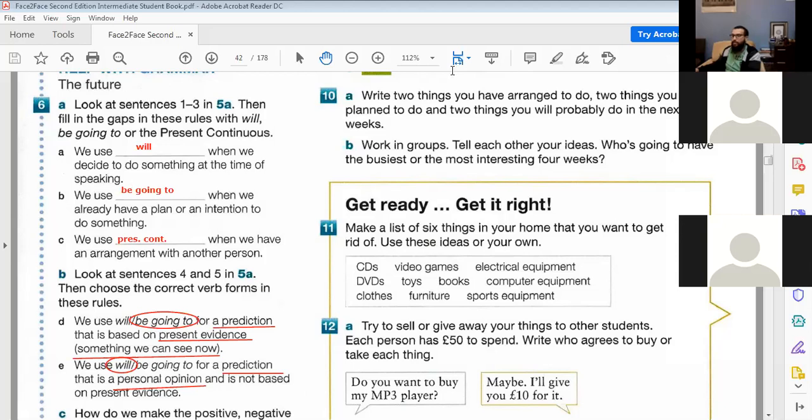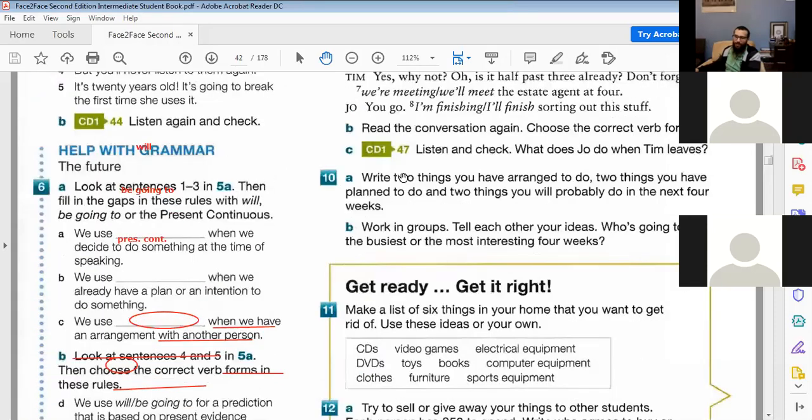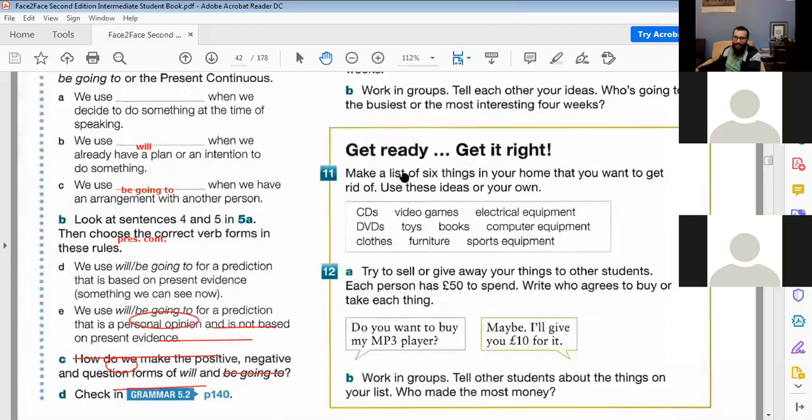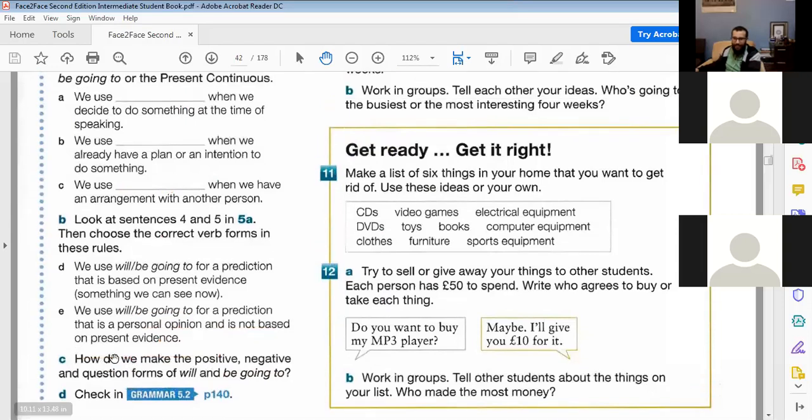These tips are important because we're going to use them for this lovely, delicious and juicy exercise, number nine. I think you'll enjoy it. Maybe you won't enjoy it, but I know I will. Anyway, let's go to the last part of the question. Actually, this one is the easiest. This is just the grammatical form. So how do we make the positive, negative, and question forms of will and of be going to? Let's do this very quickly together.